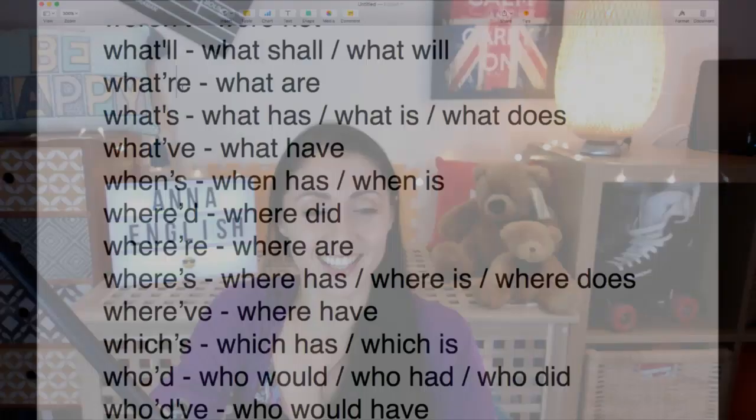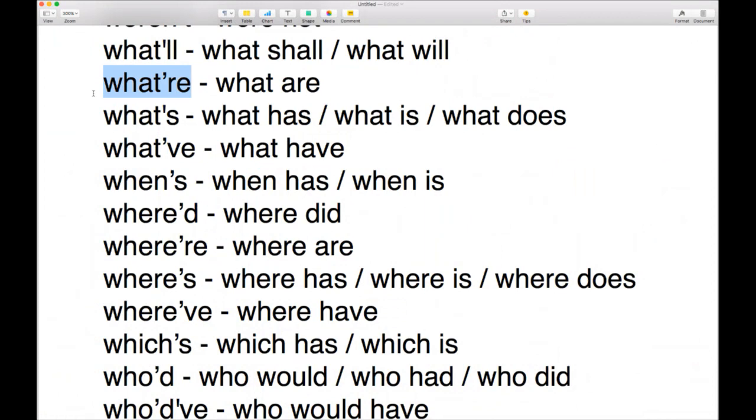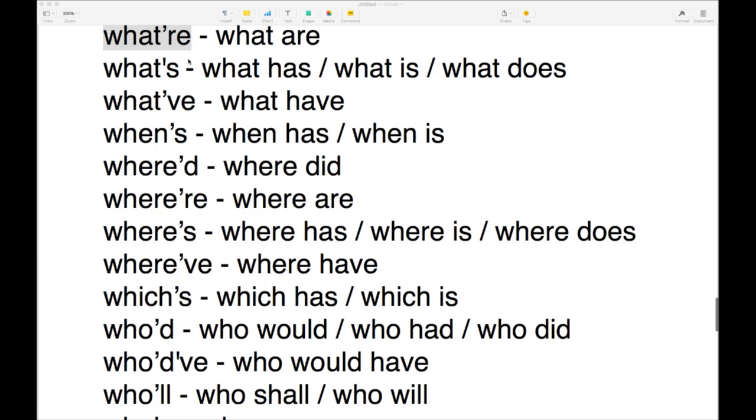The next one is what are. Water. So it almost sounds like water, doesn't it? What are you doing? If I was to speak fast, even if I'm speaking formally, actually, I might say, what are you doing? What are you planning to do when you leave university? What are. And the next one is what's, commonly used, meaning what is, what has, or what does.